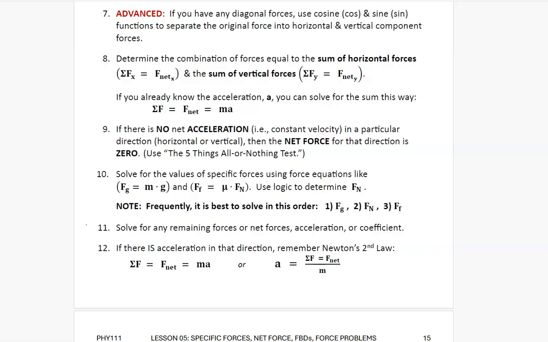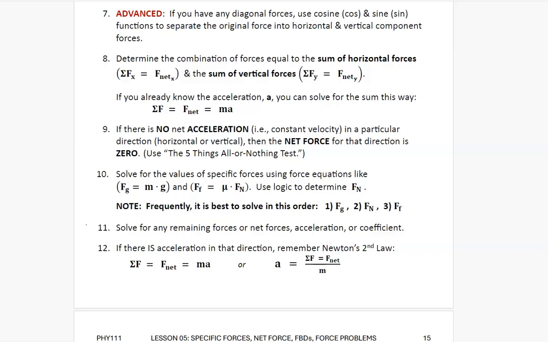Number 10, solve for the values of specific forces using force equations. All right, what specific forces? Well, we have weight force. Weight force, F sub g, is just equal to mass times g. Very easy to calculate. And I've said this over and over again, if you have a mass, immediately calculate the weight. If you have a weight, immediately calculate the mass. You'll be glad you did. You'll probably end up using one of those numbers later.